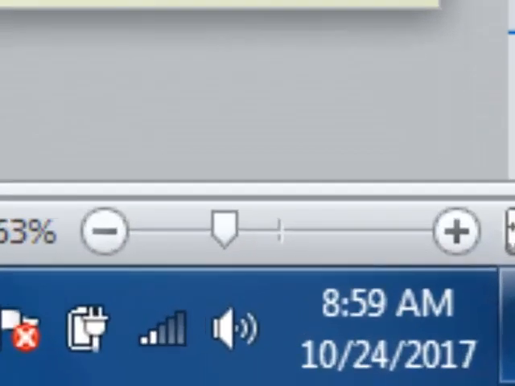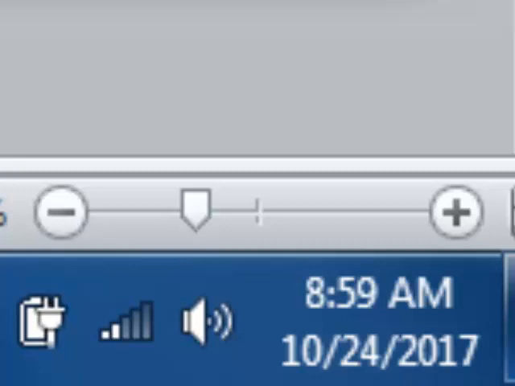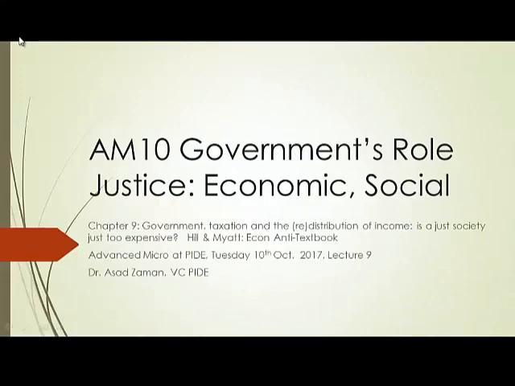So today is our 10th lecture on microeconomics, and this will be about the 9th chapter of the Hill Myatt anti-textbook. This chapter deals with the government functions of taxation and its use for redistribution of income.